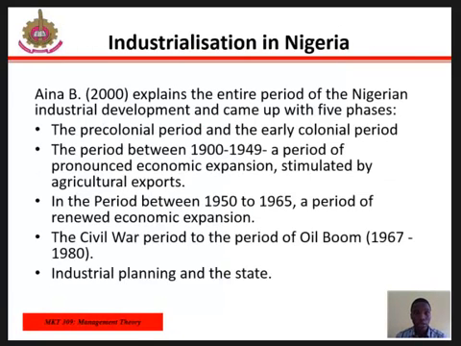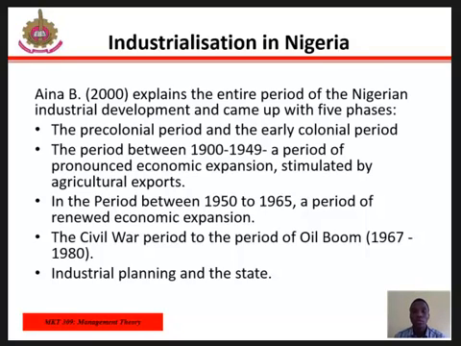Industrialization in Nigeria. Ainobi 2000 explains the entire period of Nigerian industrial development and came up with five phases. The first phase is the pre-colonial period. The pre-colonial period and the earlier colonial period were marked by economic stagnation. Economic activities were restricted to the production of subsistence goods for local consumption.